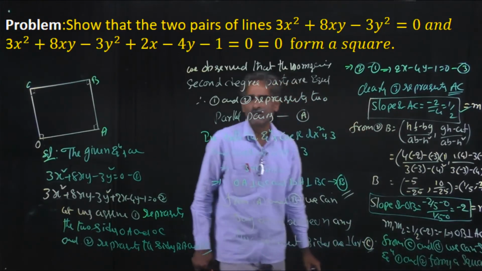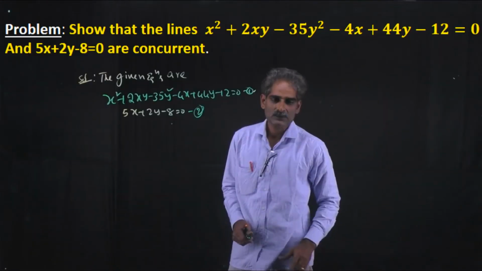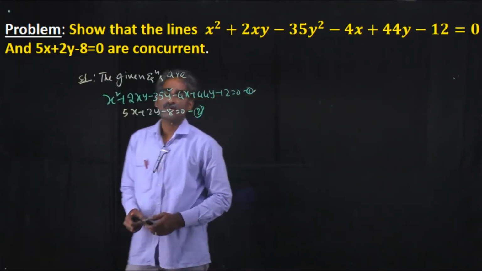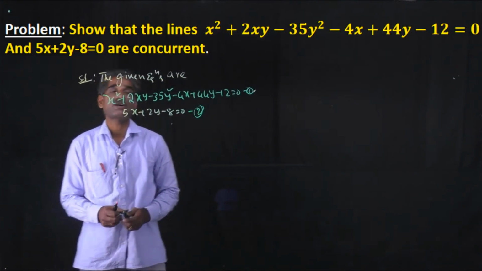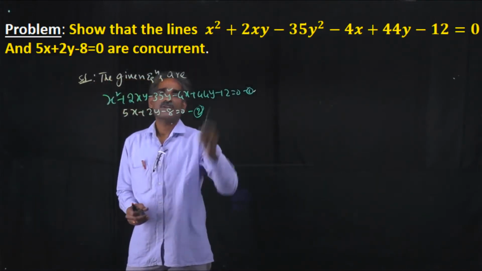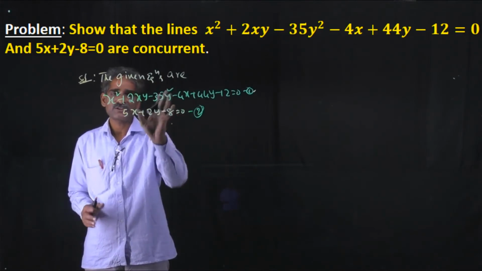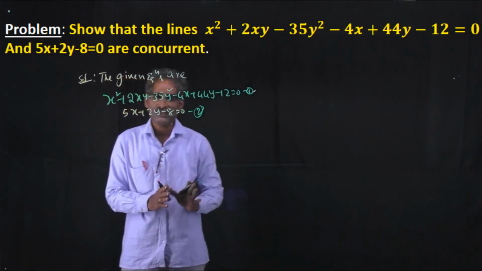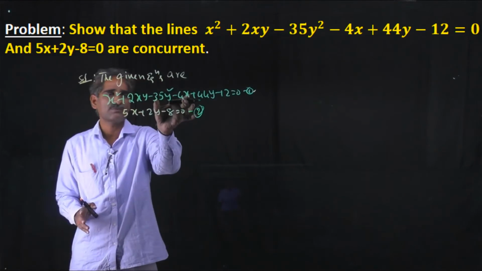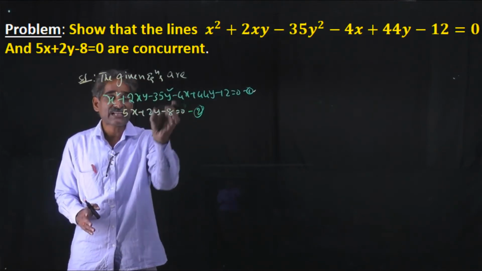This is the problem. See this problem: show that the lines this and this are concurrent. The given equations represent lines; there are three lines, and we have to prove that they are concurrent. It is enough to prove that the point of intersection of the lines represented by 1 satisfies this.